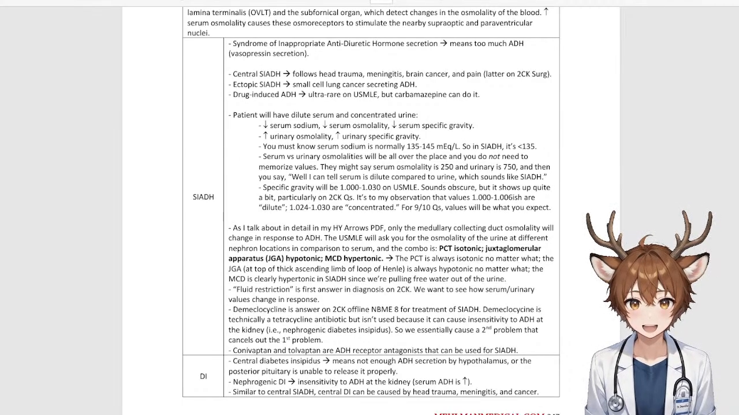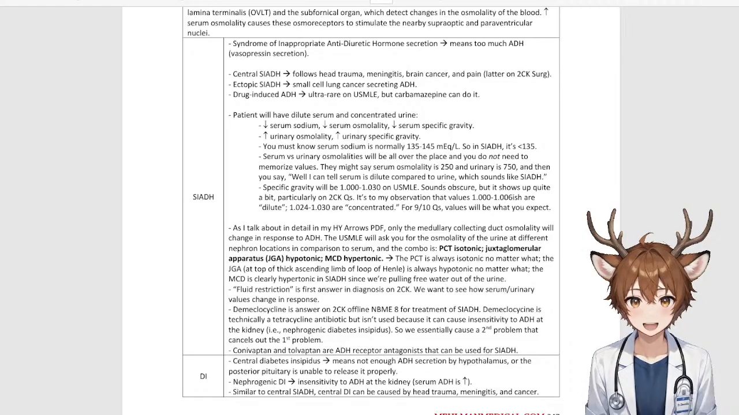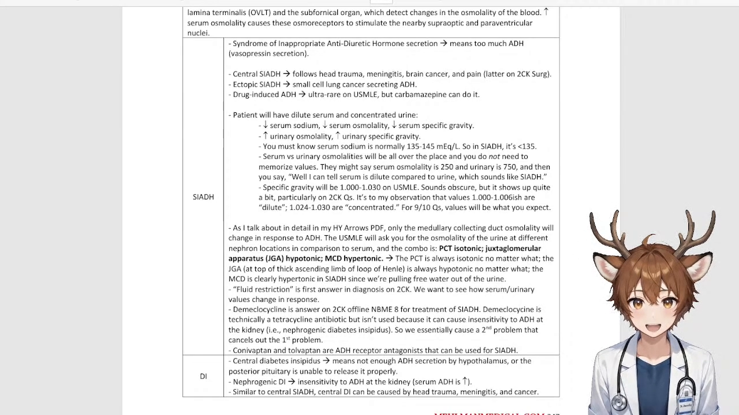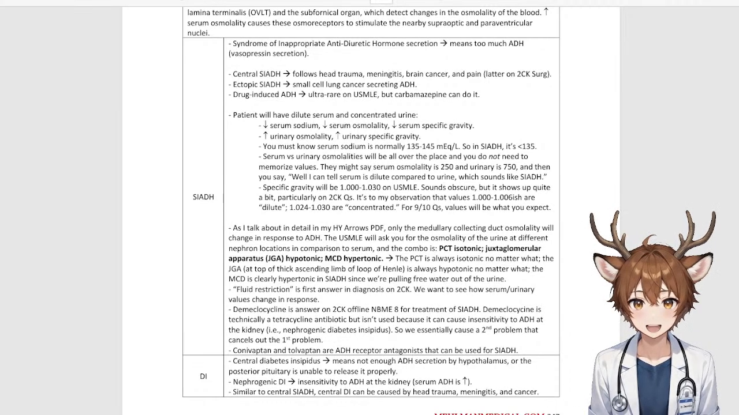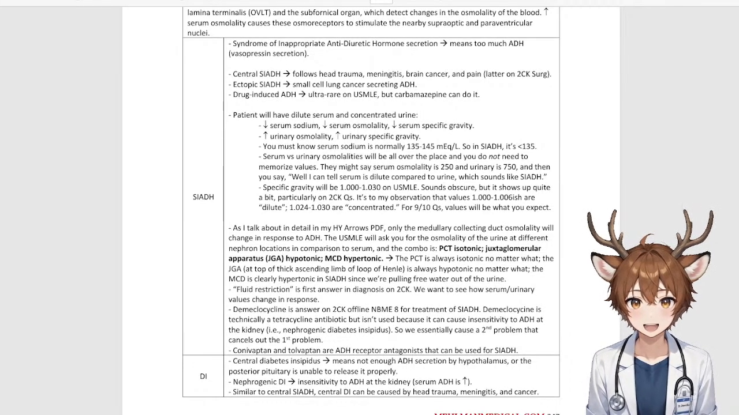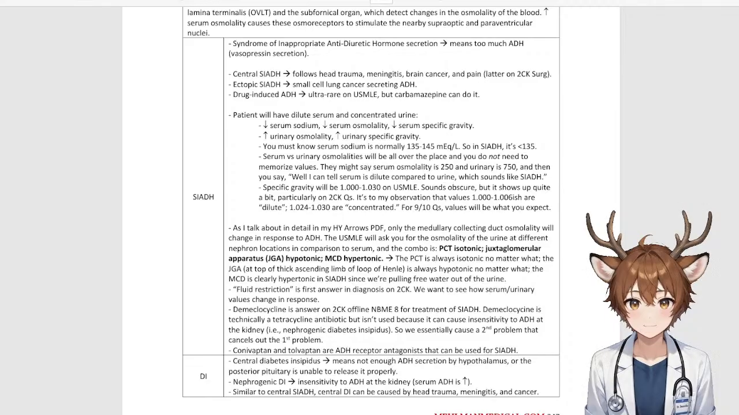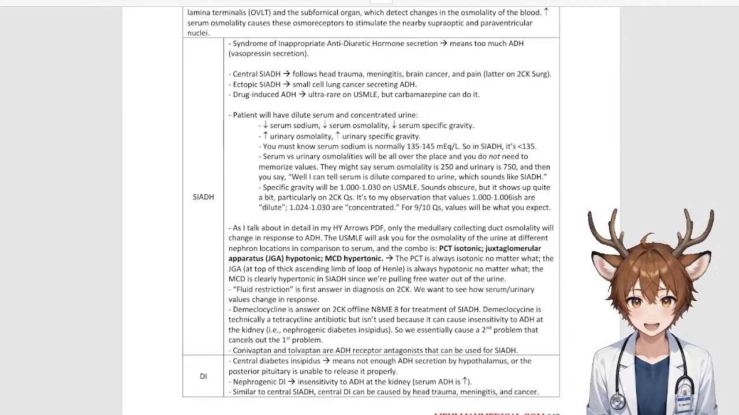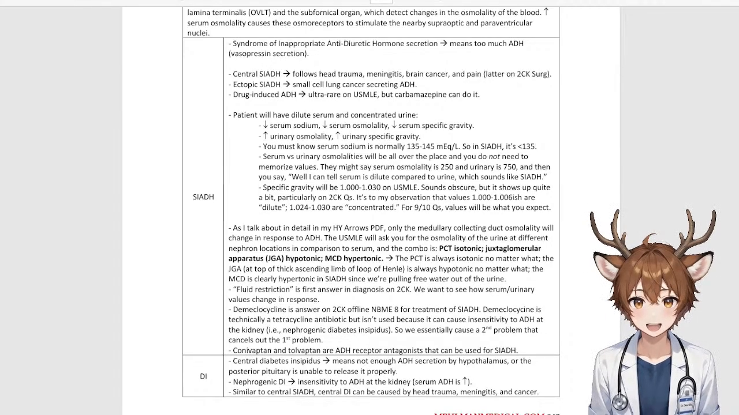As I talk about in detail in my high-yield arrows PDF, only the medullary collecting duct osmolality will change in response to ADH. The USMLE will ask you for the osmolality of the urine at different nephron locations in comparison to serum, and the combination is PCT isotonic, the juxtaglomerular apparatus JGA hypotonic, MCD hypertonic. The PCT is always isotonic no matter what. The JGA, at top of thick ascending limb of loop of Henle, is always hypotonic no matter what.